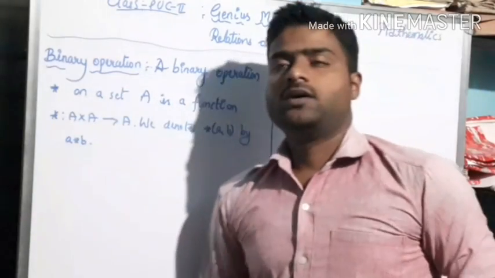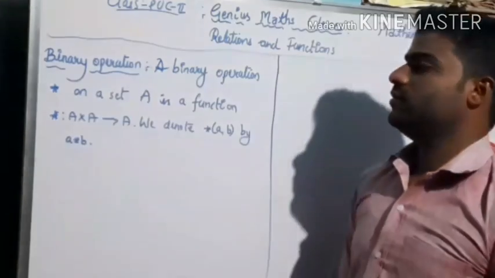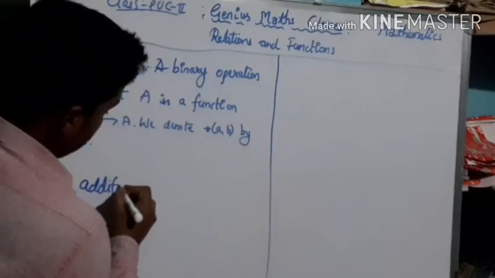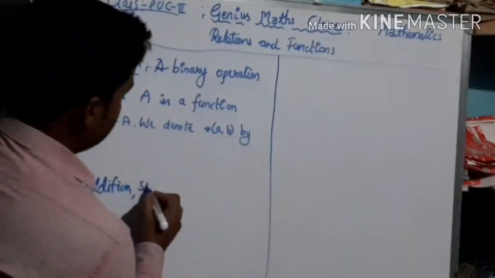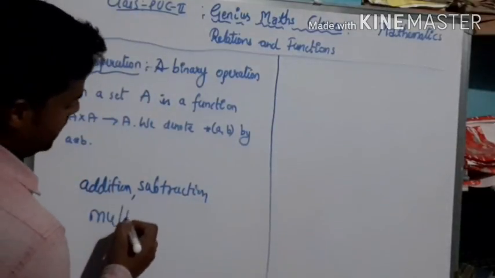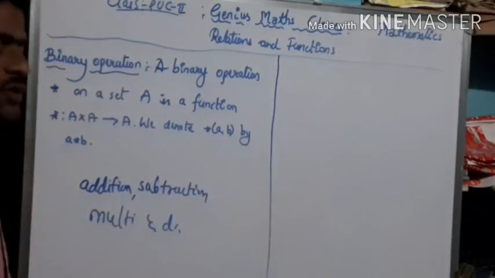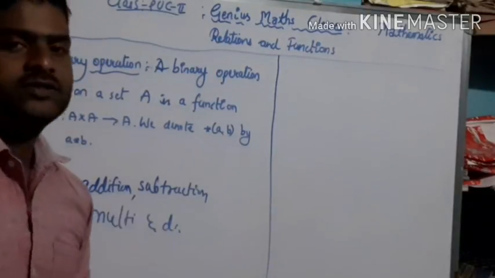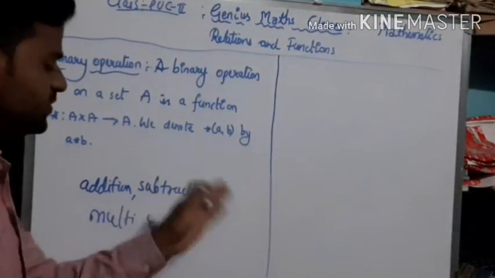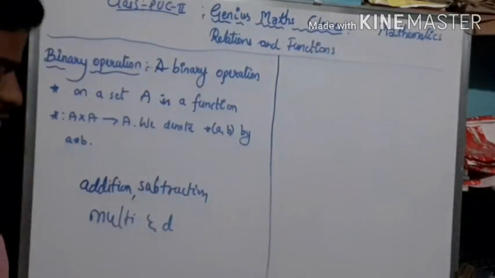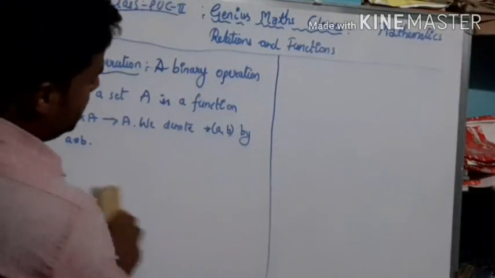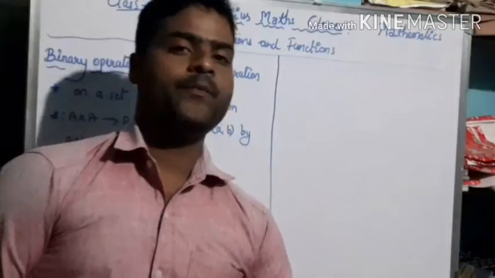Right from our school days we learned about fundamental operations like addition, subtraction, multiplication and division. These four operations we learn from our childhood days, as fundamental operations. These operations operate on numbers, so using this concept only we will define the binary operations.